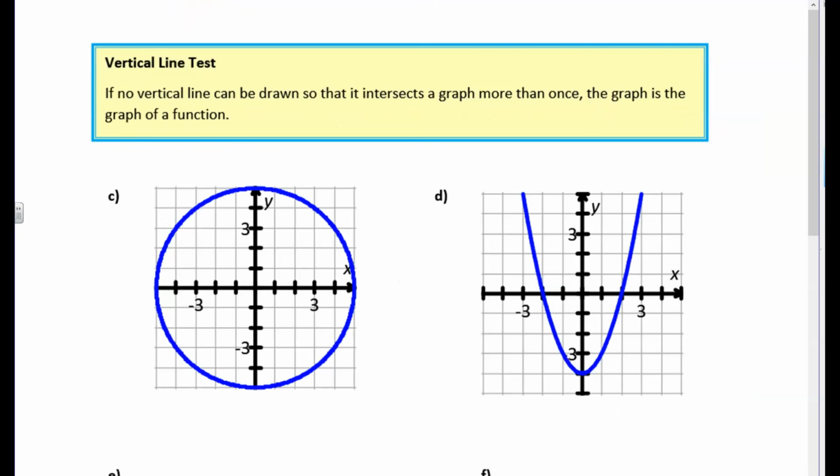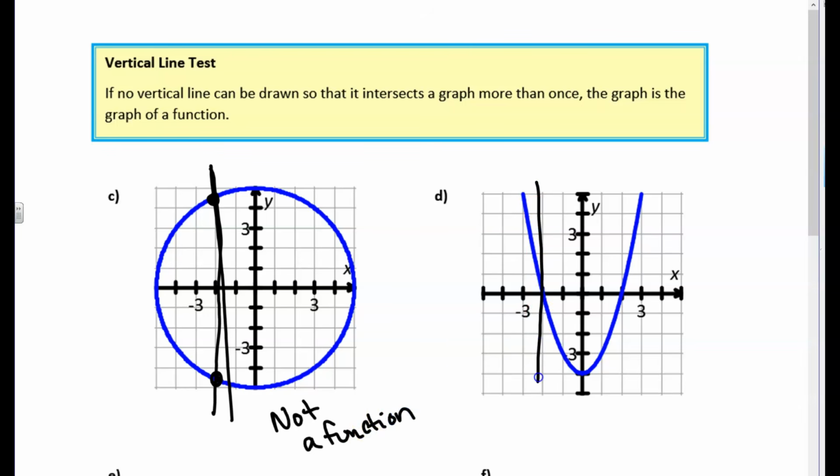All right, let's move right along. You can also, when you're looking at a graph of a function, use the vertical line test. If no vertical line can be drawn so that it intersects the graph at more than once, the graph is a function. So when I do this, boom. Oh, I should have done that more vertically. Sorry, guys. Boom. It intersects twice. Not a function. Whereas here, no matter where I draw a vertical line, we're only connecting once. So this guy is a function.